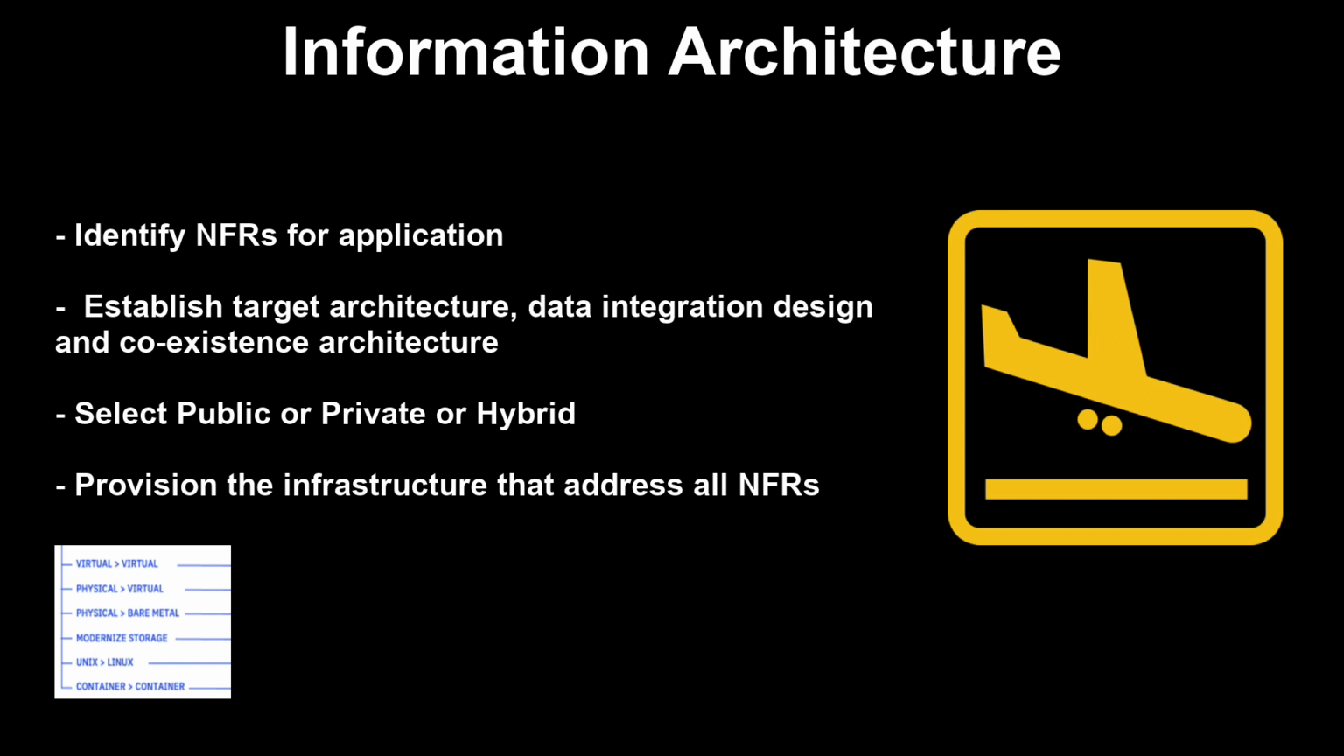The main discussion points and actions here are: identify the non-functional requirements for the applications such as RPO and RTO, performance, scalability, manageability, and many others. Establish the target architecture, data integration design, and coexistence with the legacy architecture. Select the deployment model, on-prem, public cloud, private cloud, or hybrid cloud, and provision the infrastructure that addresses all the NFRs that you validated in the previous step.